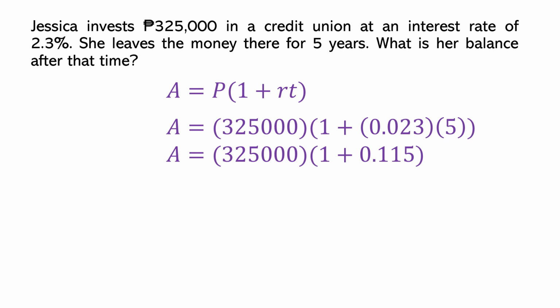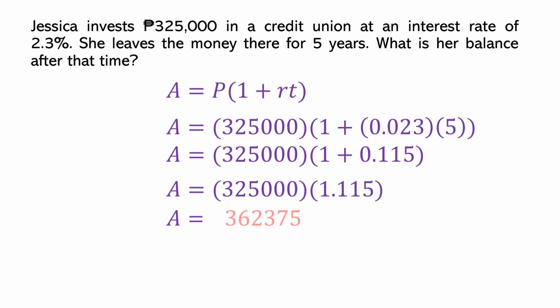And then combine 1 plus 0.115. So it will be 1.115. And then copy 325,000. And then you multiply the two numbers. So we have 362,375. And the unit is in peso.